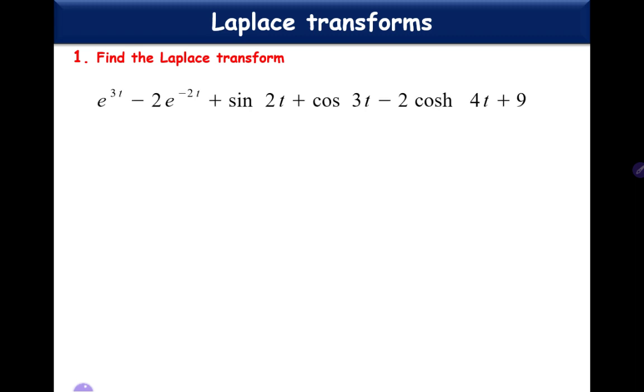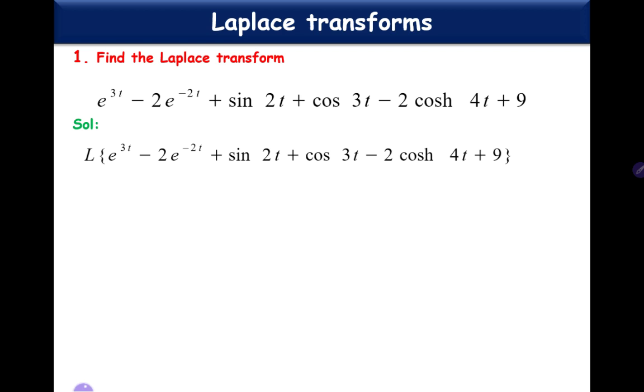Now let us find Laplace transform of some functions. We'll start with finding the Laplace transform of the function e power 3t minus 2 into e power minus 2t plus sin 2t plus cos 3t minus 2 cosh 4t plus 9. So let us consider the Laplace transform of this function.